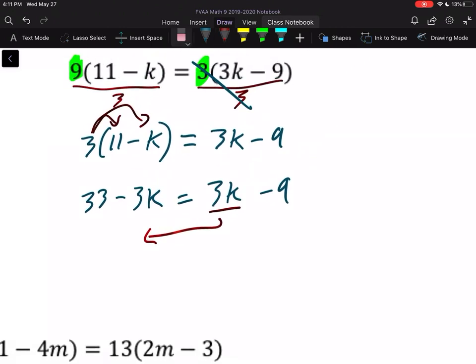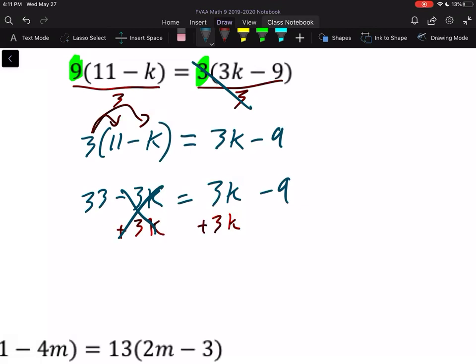So what I'm going to be doing then, for that reason, is I'm going to seek to bring this negative 3k over to the right side. Okay, so that's what I'm going to do. And I'm going to do that because it's minus 3k, I'm going to add 3k to both sides. Okay? So that's going to cancel out the k's, negative 3k on this side.